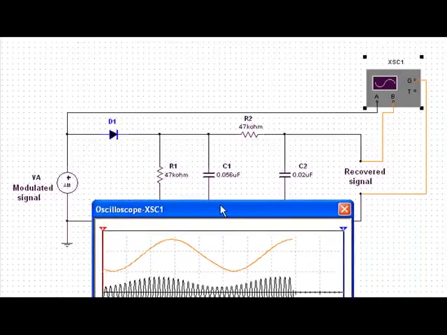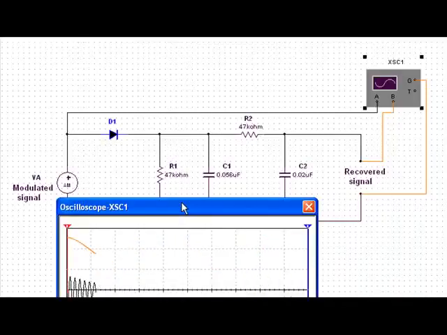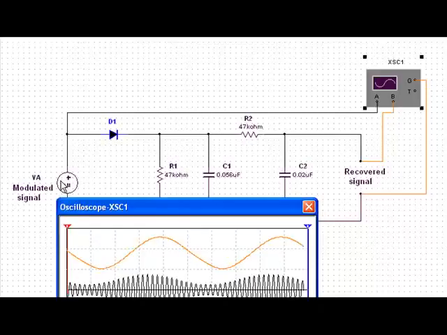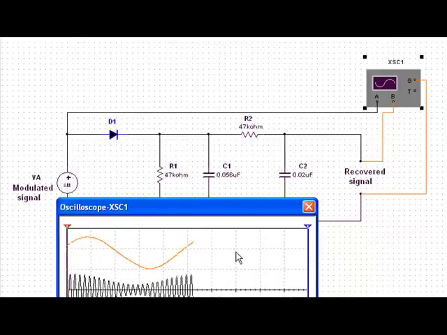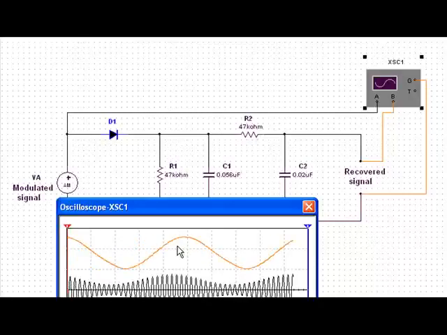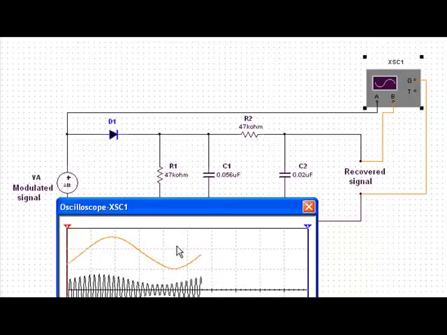And so that is the simulation of a simple AM detector. We have our modulated signal coming in, and we have our recovered signal coming out. And this particular signal, we would feed it into an amplifier and to speakers, and then we would be able to listen to the voice, music, or data, or whatever that was transmitted from the AM transmitter.